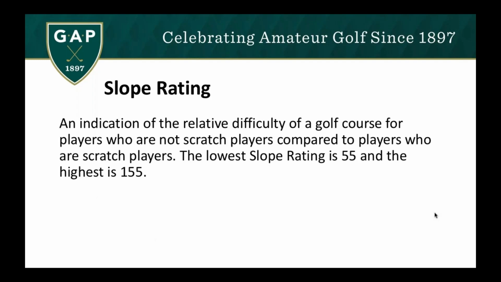So to get started, the technical book definition of slope rating is an indication of the relative difficulty of a golf course for players who are not scratch golfers compared to players who are scratch golfers. The lowest slope rating is 55 and the highest slope rating is 155. A lot of words there. We're going to dive a little more into that, what slope rating really means, a more practical definition, but that is the book definition of slope rating.